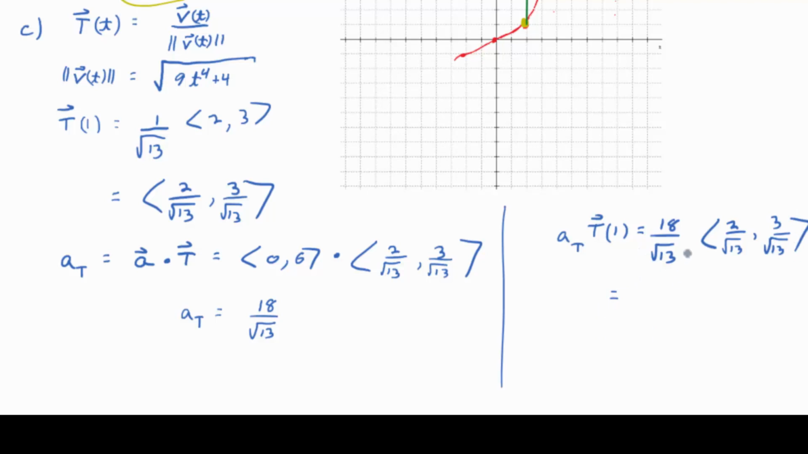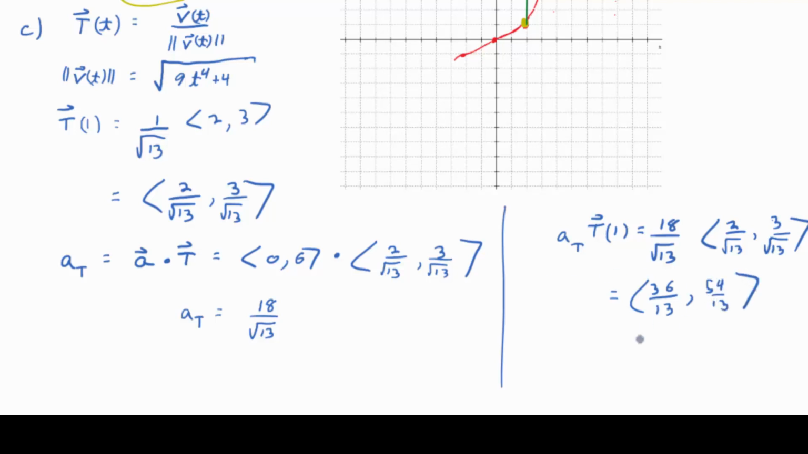What do we end up with? Is it 18? How about 36? So 36, so this is a vector we're finding, right? So 36 over just 13? And then what's 18 times 3? 54? 54 over 13?